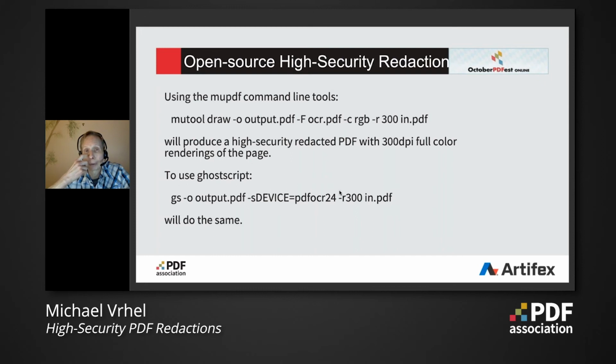There are command line tools that can be used with MuPDF and Ghostscript that allow the creation if you want to do this in a batch file type of thing. For example, both of these command lines here provide 300 DPI full color renderings of the pages.